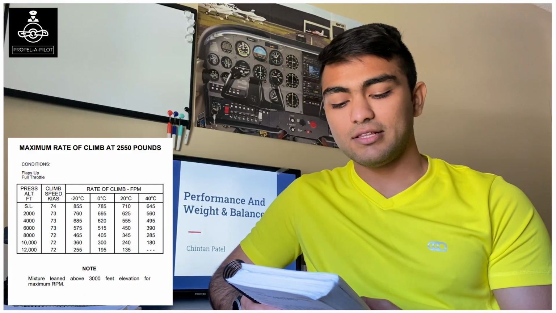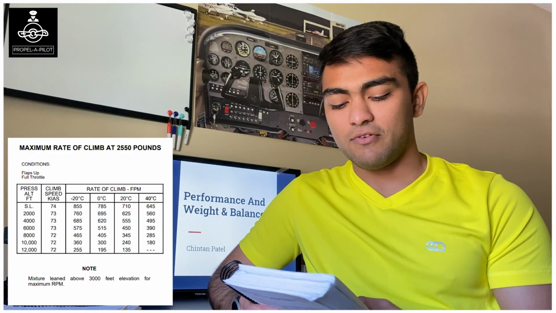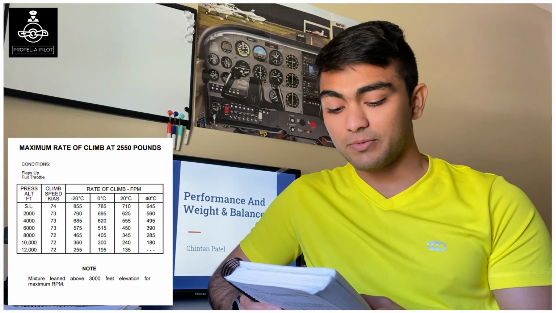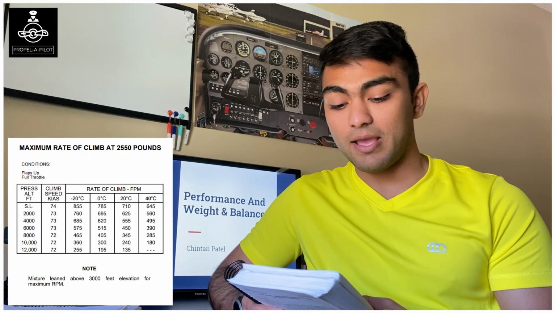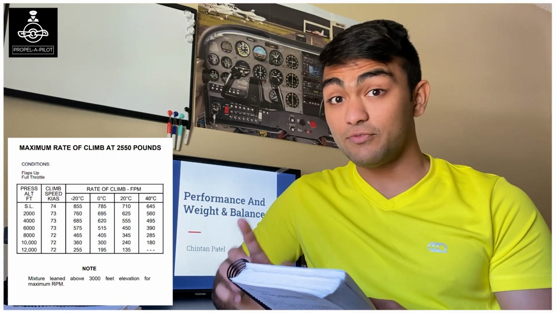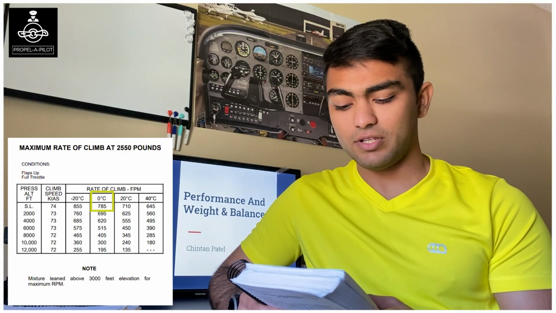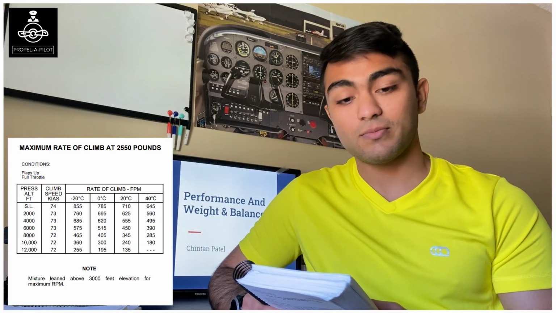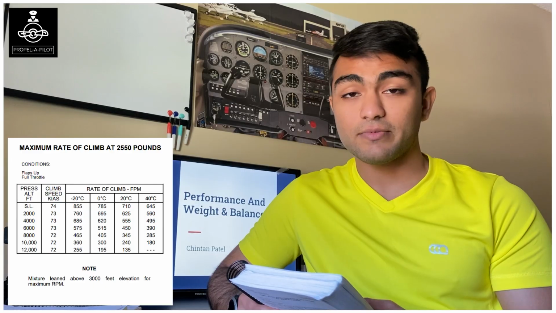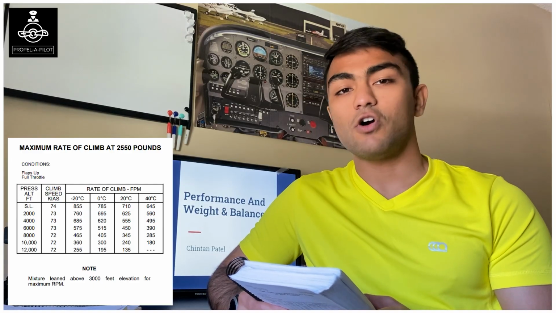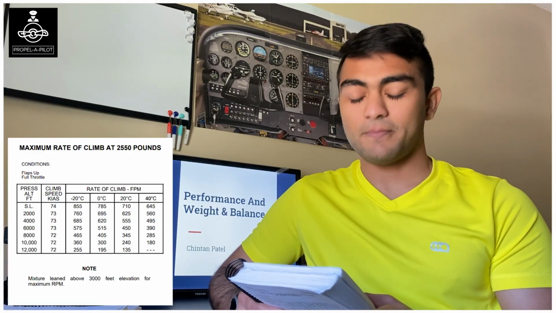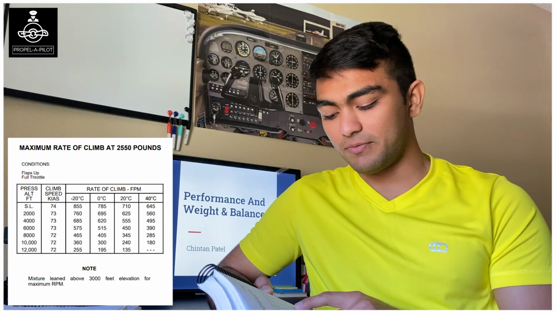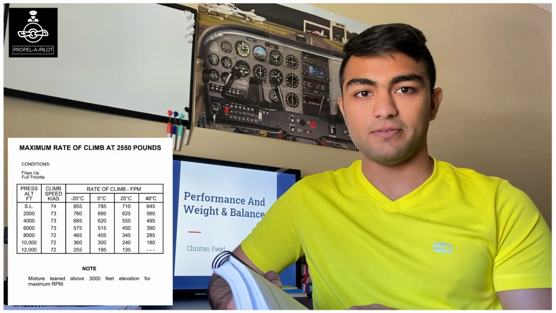For example, let's say you were climbing from sea level at 0 degrees. The maximum rate of climb that can be achieved with flaps up, full throttle at Vy is 785 feet per minute. That's pretty much it. That's all the information that you can get from here. It is the maximum rate of climb that you can maintain at a particular altitude at a particular temperature. Then you have a note that mixture is leaned above 3000 feet pressure altitude for maximum RPM.